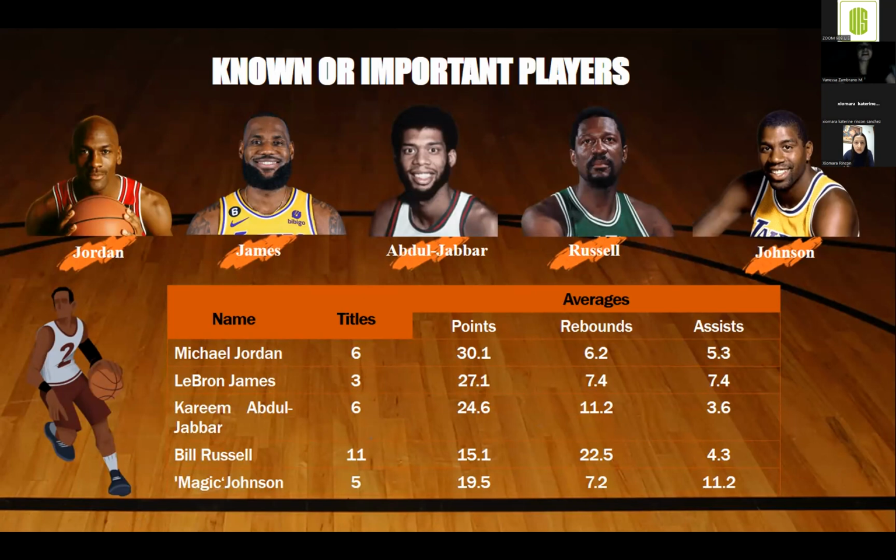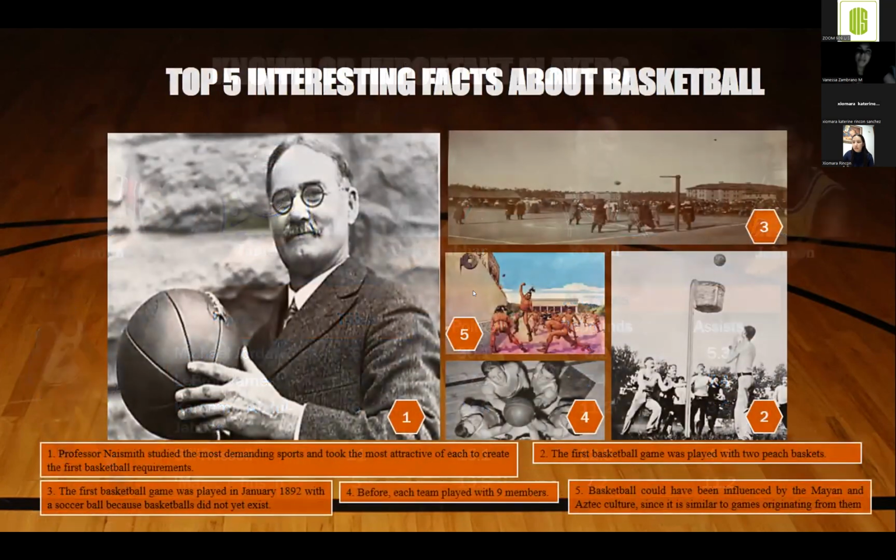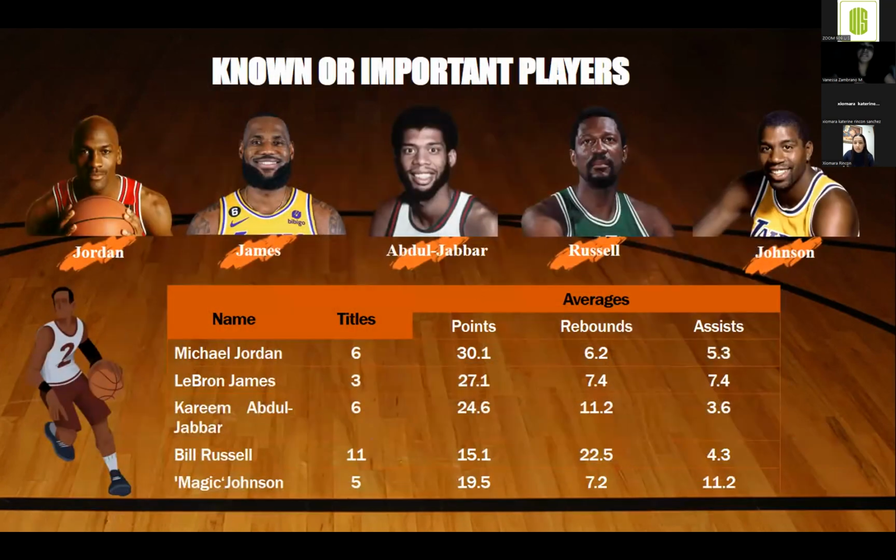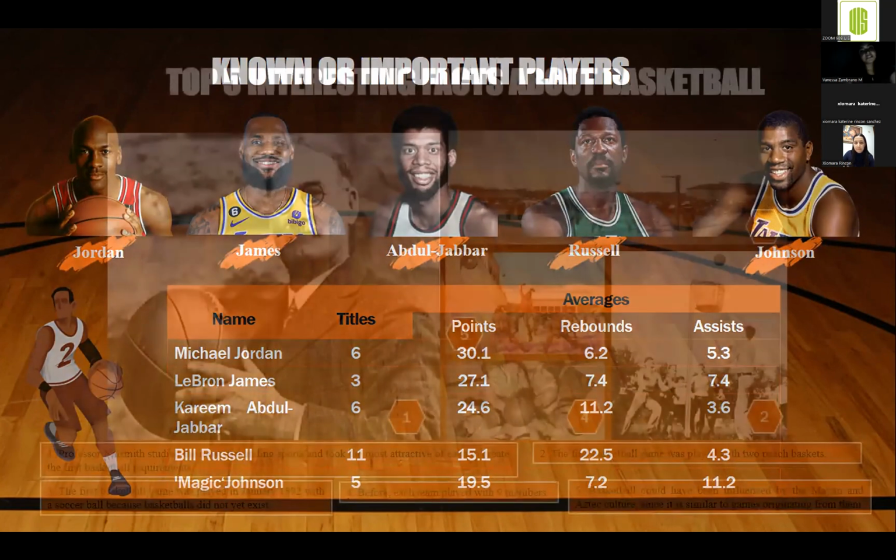Jordan has the highest points, then Russell. But Michael has fewer titles than Russell. Russell has the most titles with 11. Johnson has the most assists with 11.2. James has the least titles with 3. Abdul Jabbar has the least assists with 3.6. We continue with the interesting facts of the wonderful sport.